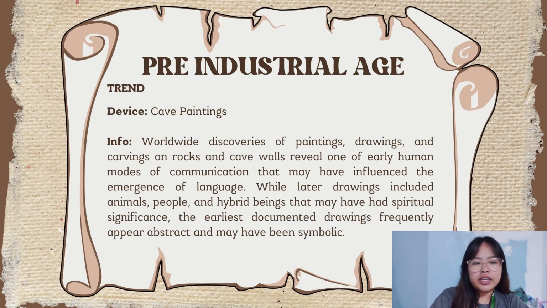What can we learn about its creators from the earliest piece of known art in the world? Worldwide discoveries of paintings, drawings, and carvings on rock and cave walls reveal one of the early human modes of communication that may have influenced the emergence of language. While later drawings showed animals, people, and hybrid pictures that may have spiritual value, the earliest recorded images frequently appear abstract and may have been symbolic. Not in a cave was the earliest prehistoric artwork ever produced.